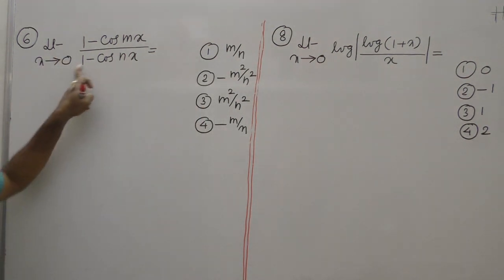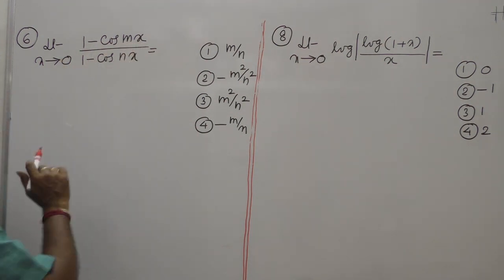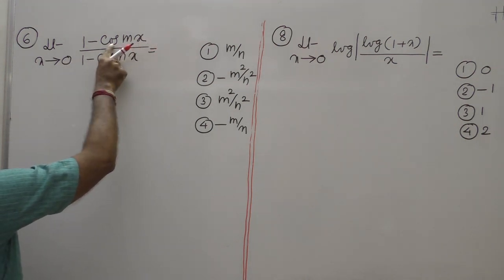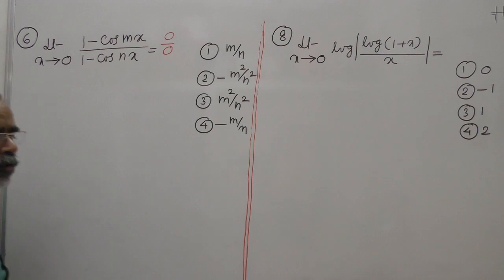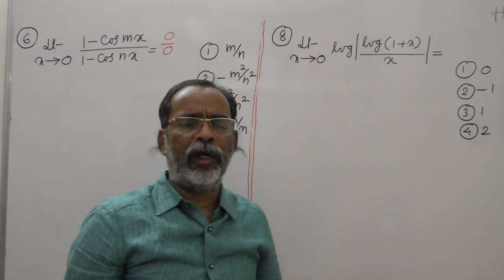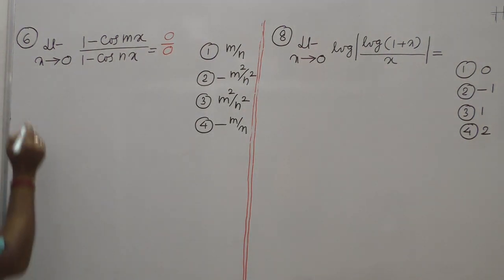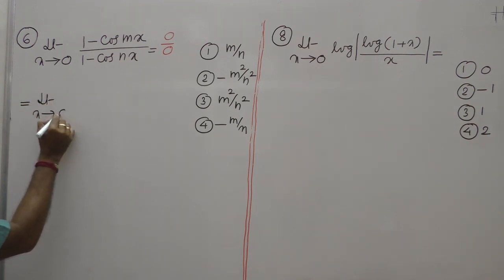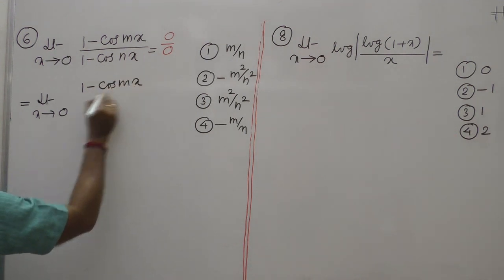Limit as x tends to 0 of 1 minus cos mx by 1 minus cos nx. If you write the limit x is 0, m into 0 is 0, cos 0 is 1, 1 minus 1 is 0. Denominator is also 0. So 0 by 0, you can use L'Hospital rule, or you can use 1 minus cos ax by x square, that also. You use whichever you feel comfortable. So I am using this, 1 minus cos mx dividing by x square.